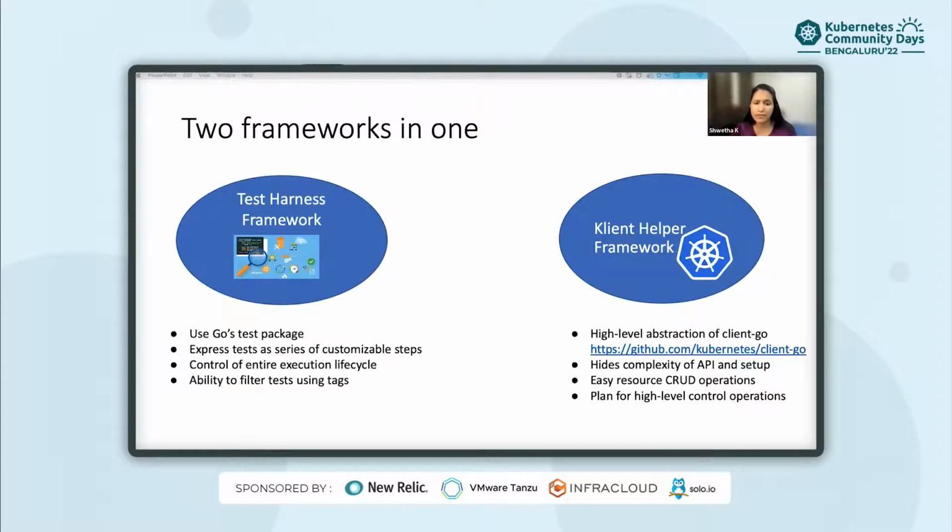You might have noticed the klient spelling. It's not starting with C, it starts with K. It's because we just wanted to make it a helper framework for Kubernetes-related stuff, so it is called the klient helper framework. klient is a Go package intended to abstract the complexities of the Kubernetes client-go project. And it provides helper functionalities to make it dead simple to interact with clusters and the API servers.